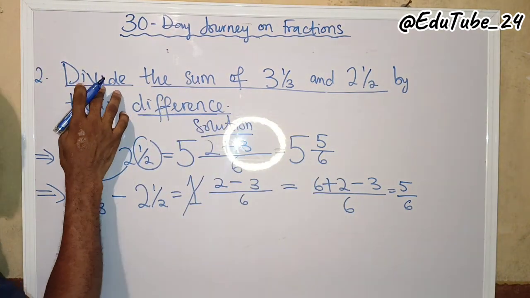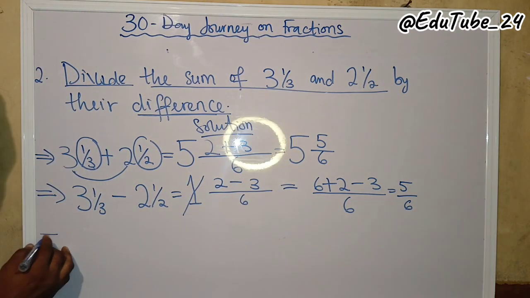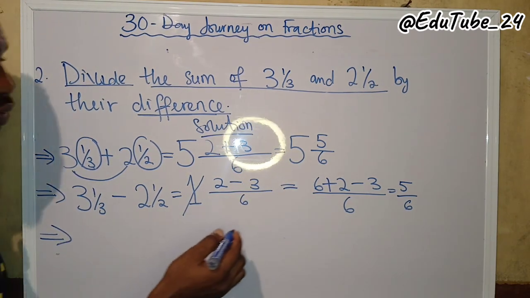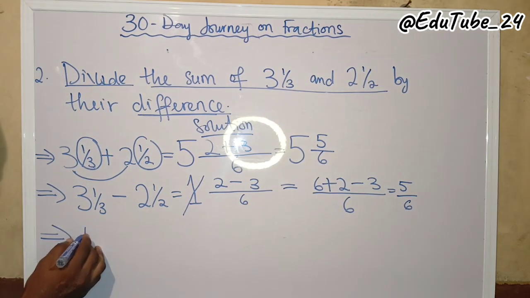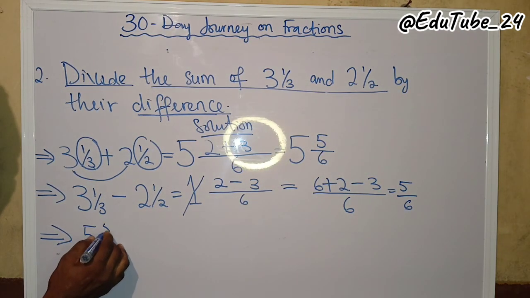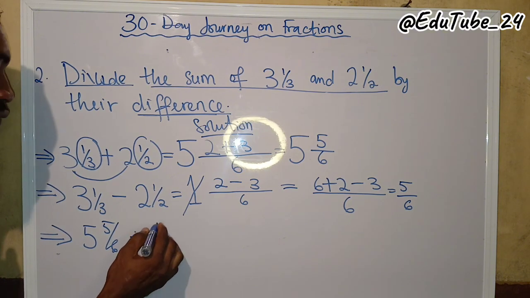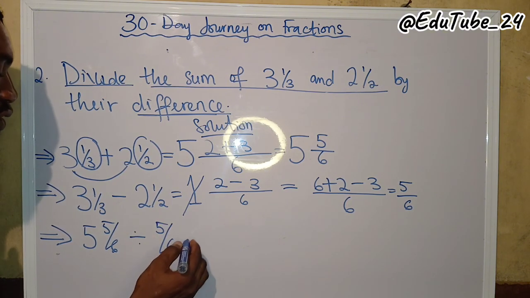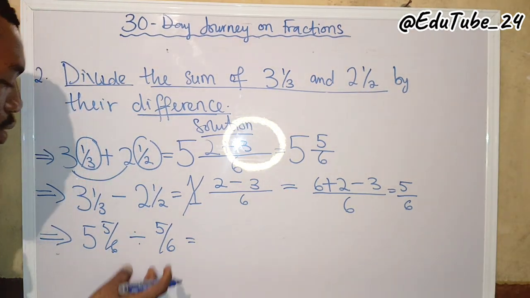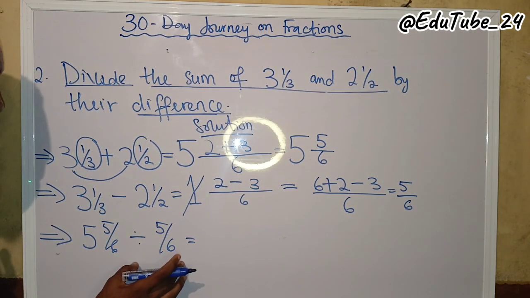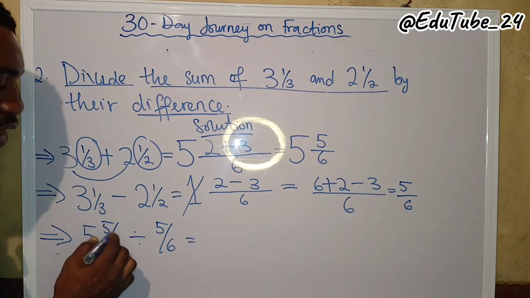So let's carry out the first instruction, which says what? Divide. So we are now going to go to the next section of the expressions, which is divide this by this. So I'm going to write 5 whole number 5 over 6 divided by 5 over 6. Now just like the way we solved question number 1, the same way we are going to work out this. So first of all, we convert this into an improper fraction.